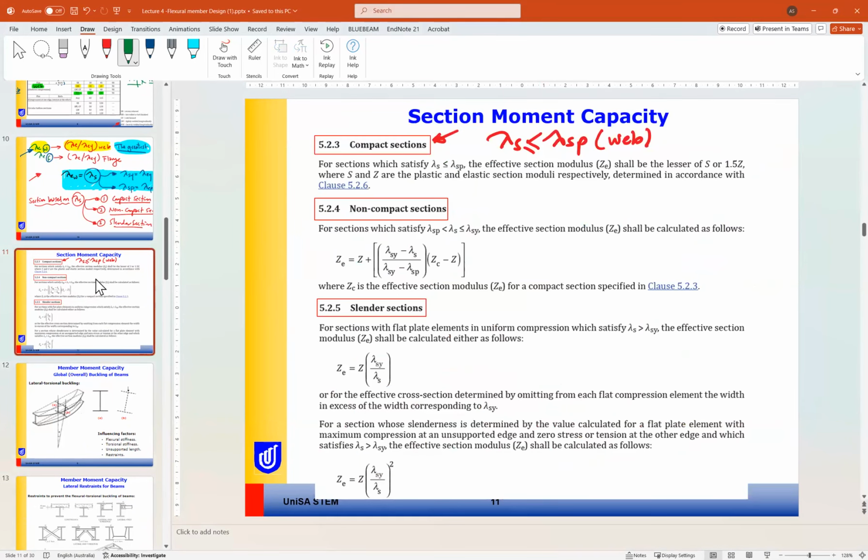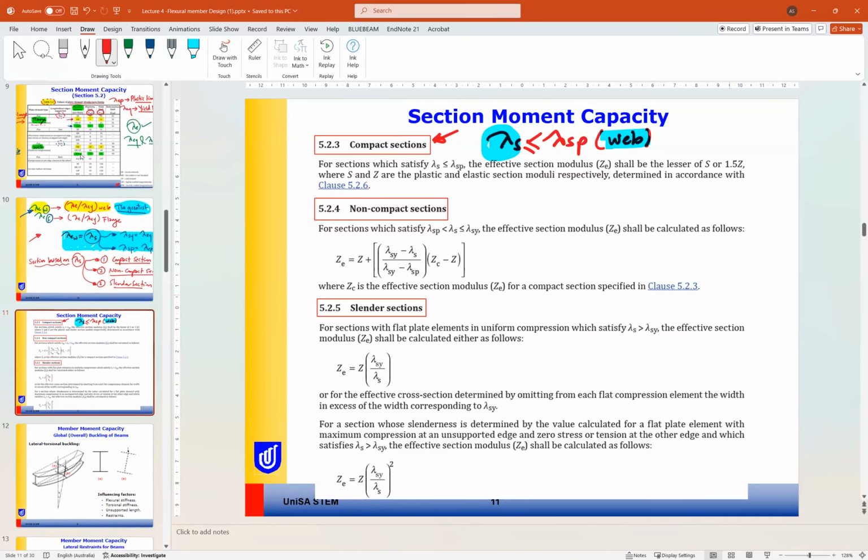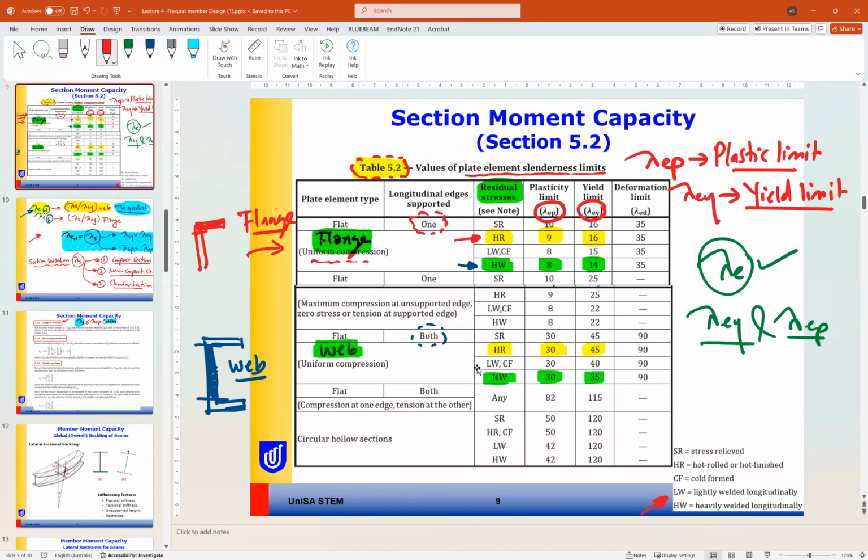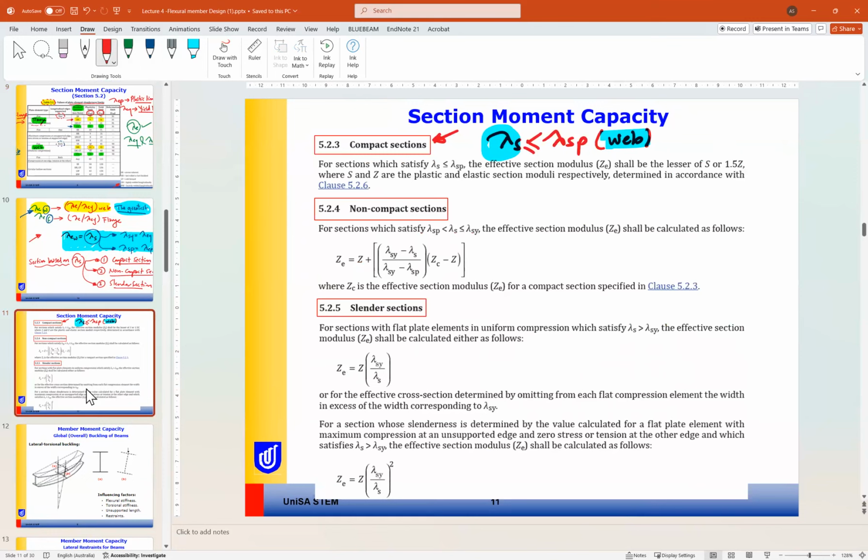So how can we know if the section is compact or non-compact or cylinder? We compare the value of lambda we got from the calculation. In this example, we assume it for the web. If we find it less than lambda sb, this means the section is compact. Let's have a quick example. If you are using this web, how much is the plastic limit? 30. So if our lambda is 25, for example, this means the section is compact.